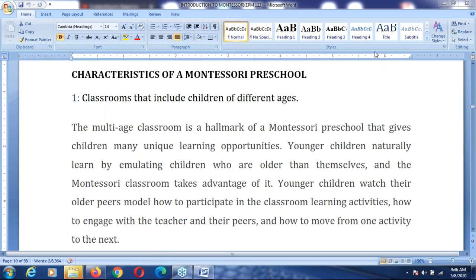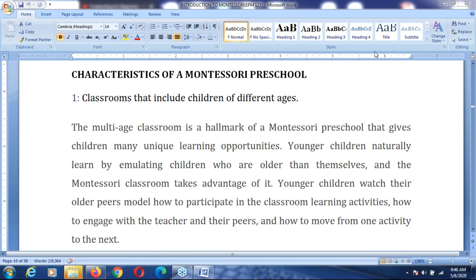Another characteristic of Montessori education is number 5, a teacher who guides rather than directs. In a Montessori classroom, you will not see a teacher at the front of the class teaching, just like in the traditional schools.